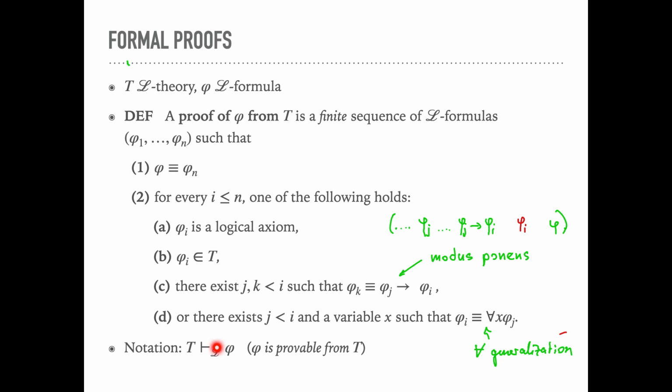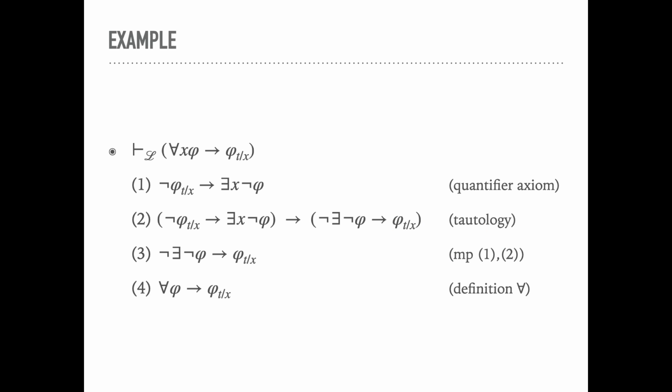So for now, we carry this subscript here on the provability symbol with us, but later we'll see that we can actually suppress it because it's independent of the underlying language. Let's go over a simple example of a formal proof.